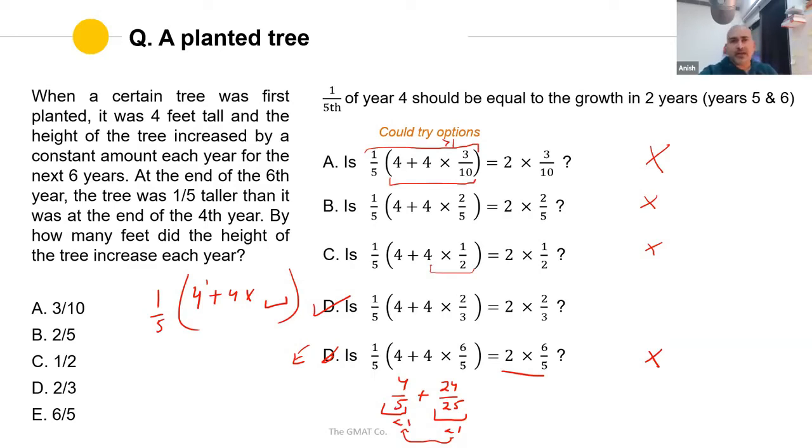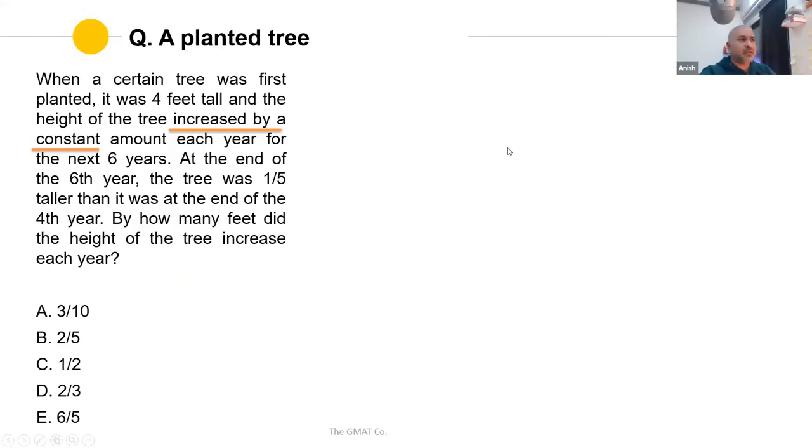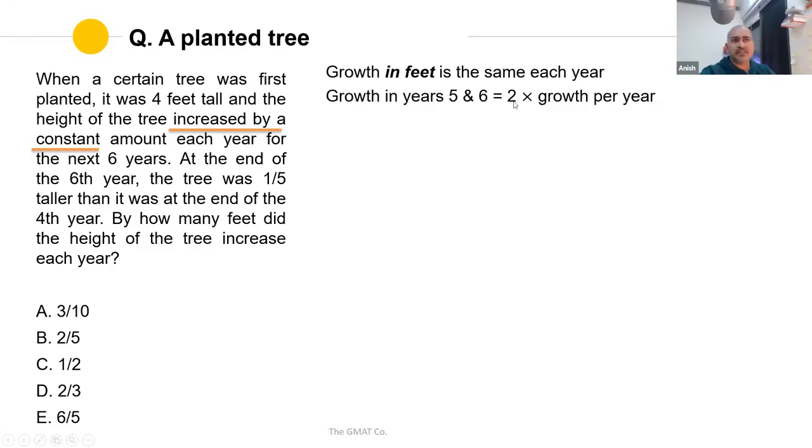The idea in algebra is to understand what the equation should be. So that's why, in words, the problem needs to be clear first. What's the problem here? Again, that 1/5, I'll use the same statement here to create an equation. 1/5 of year 4's height should be equal to the growth in 2 years. Growth in feet is the same every year. Growth in years 5 and 6 is basically 2 times the growth per year, and that's equal to 1/5 the height at the end of year 4.